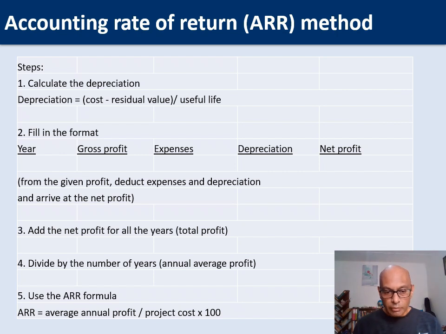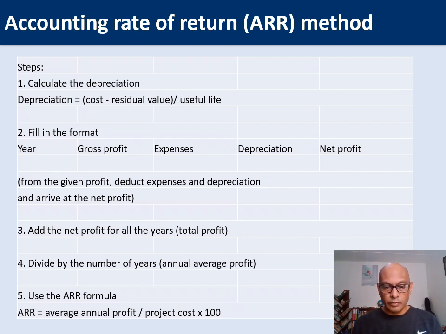Then you divide that by the number of years. The number of years is the useful life of the asset, and the question will give you the number of years. The question will say, these are the profits each year for so many years, and that's the number of years you take. So then you divide the total profit by the number of years, and that answer is called the annual average profit.